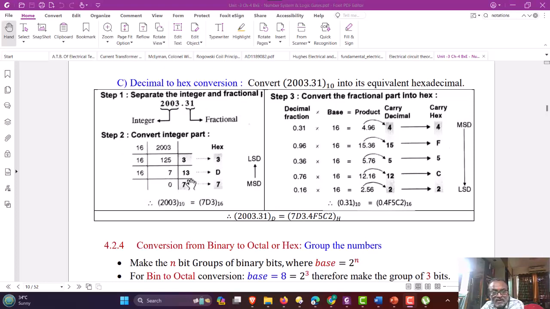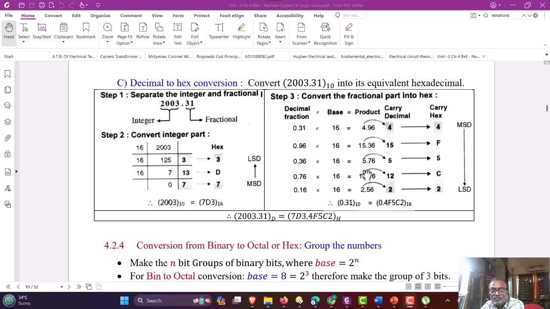Every subsequent quotient will again be divided in the next step till the last quotient is 0, and the remainder will be noted. Once the remainders are noted, we will write down the values of the remainder column from bottom to top. So the bottom will be the MSD and the first remainder will be the LSD of the integer portion. So here 7, 13 corresponds to D in hex. So 7D3 will be the integer portion.